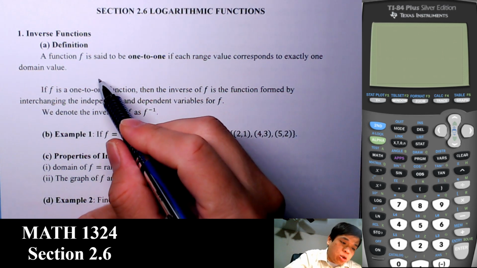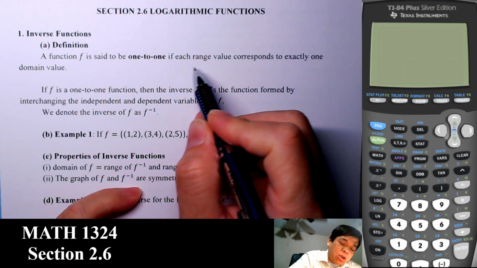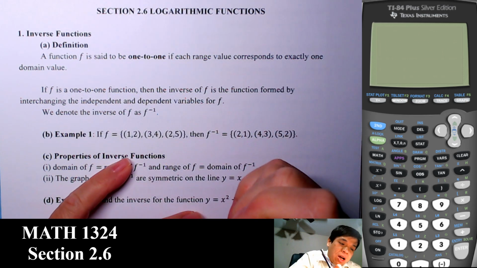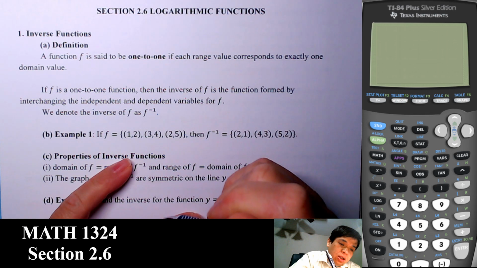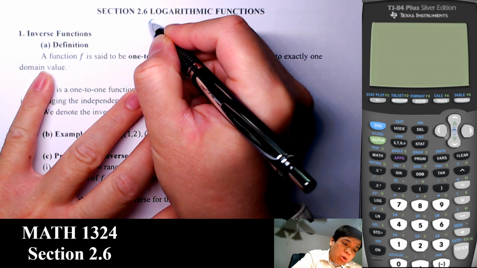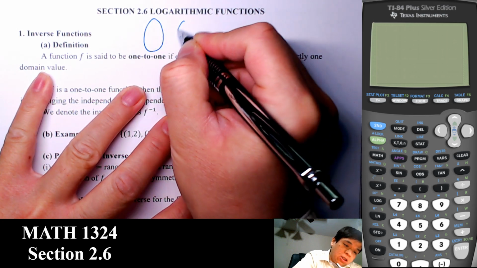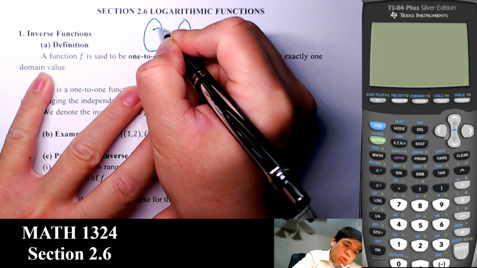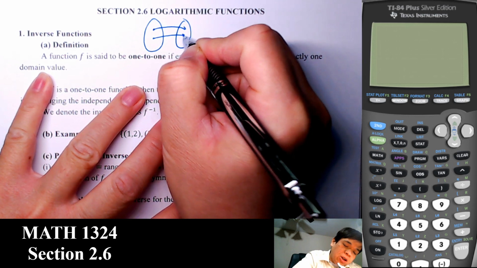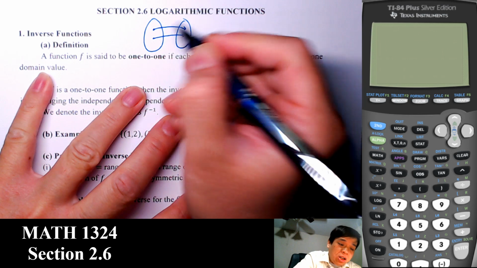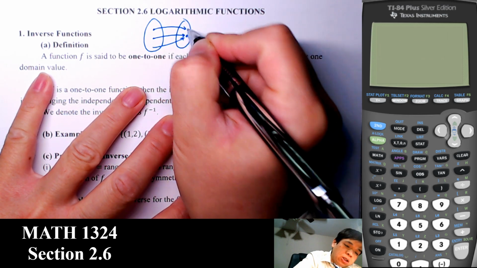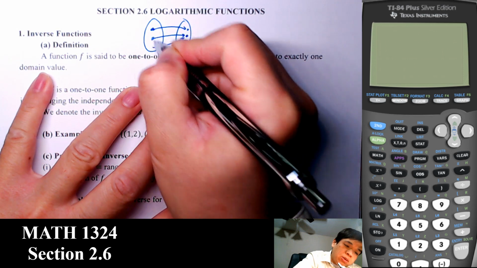A function is said to be one-to-one if each range value corresponds to exactly one domain value. Just a quick review. We have a function where each one in the domain corresponds to one in the range. So this one is still a function.